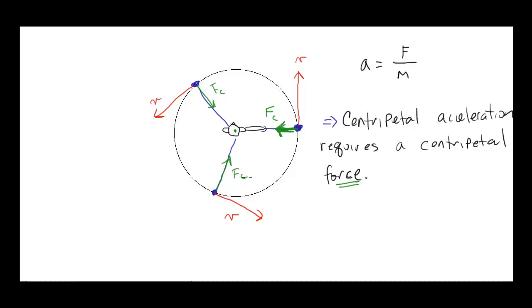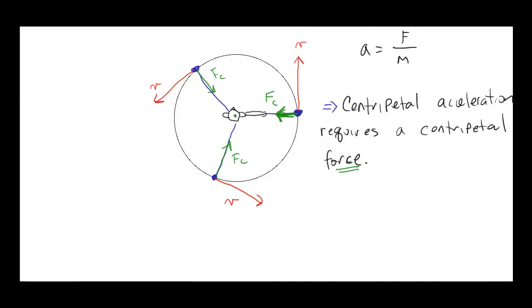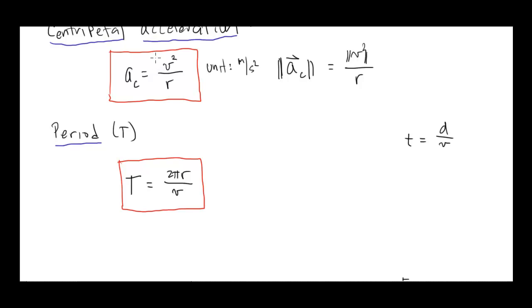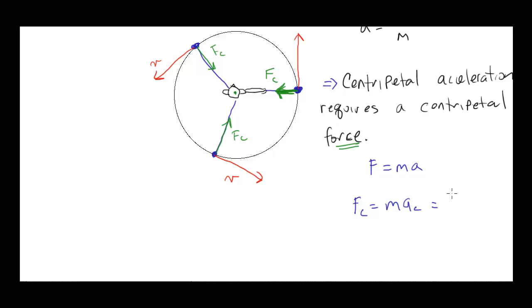F sub c. So this is the centripetal force, and out of a equals F over m, we can say that the general expression for a force is F equals ma. And so now the centripetal force F sub c is equal to the mass of the object accelerating times its centripetal acceleration, a sub c. And since we have an expression for a sub c, v squared over r, I can rewrite this whole thing as m v squared over r. And now we have an expression for centripetal force.